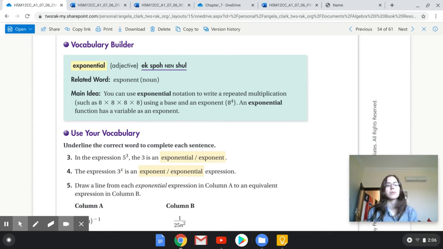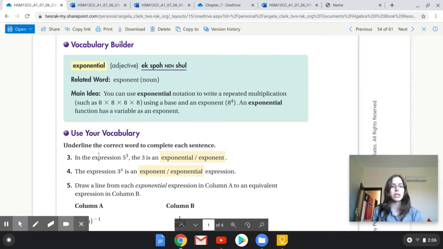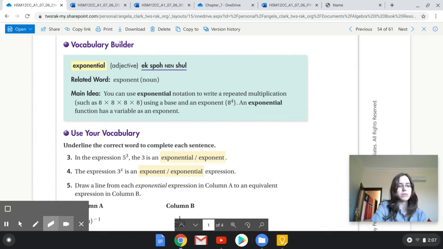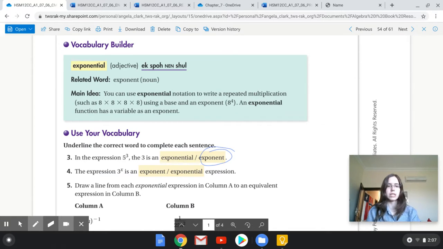So first of all, I want to talk about the word exponential. So an exponential is anything with an exponent. So in this example here, the expression 5 to the third, the 3 is the exponent. The whole thing, 5 to the third, is an exponential. So then here, the expression 3 to the x is an exponential because it's an expression with an exponent in it.